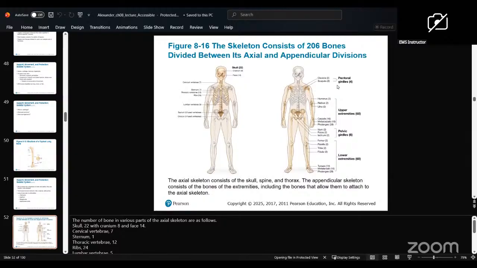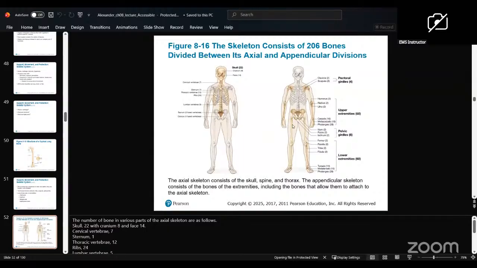So just remember, the skeleton consists of 206 bones. I don't test you on how many bones make up this or that. The one thing, though, that I do need you guys to remember, and we will cover this again and again, is long bones. Where are they? Our arm bones and leg bones, long bone fractures.